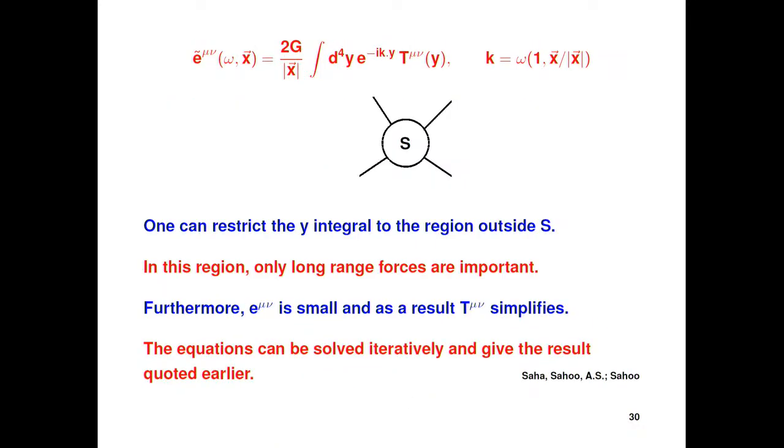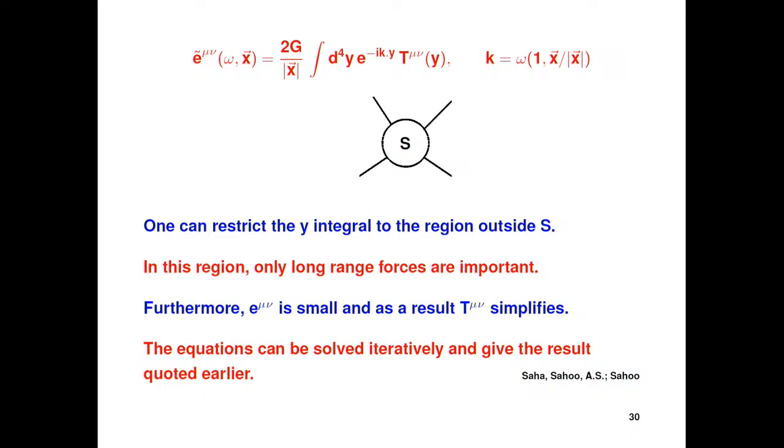So, this is what I have said here, and in this asymptotic region only long range forces are important. Furthermore, in this region we can assume that E mu nu is small, because the scattering has happened and you have gone far away from the scattering region. So, the gravitational field is falling off as 1 over r. Far away from the scattering region, the gravitational field is small. So, even though you have nonlinear terms, they are under control because you can expand in powers of E mu nu and try to solve the equations iteratively.